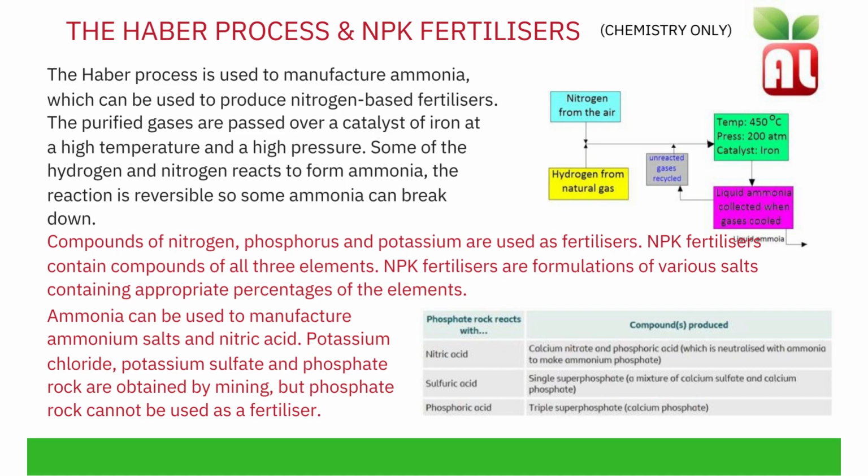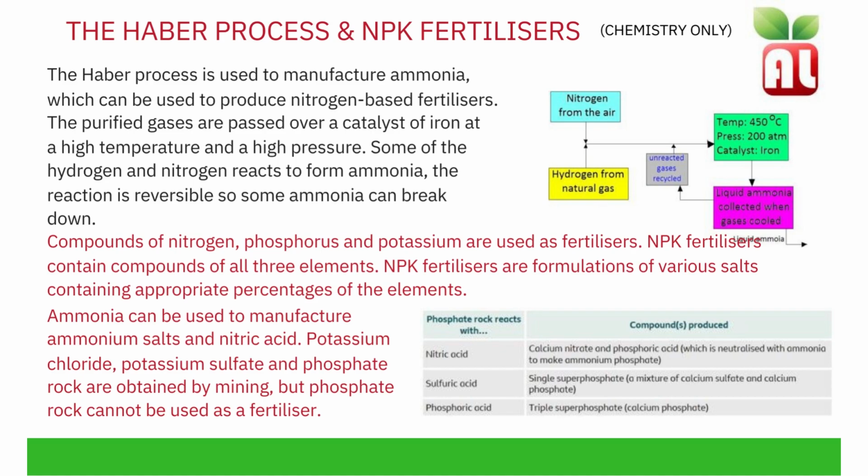Potassium chloride, potassium sulfate, and phosphate rock are obtained by mining, but phosphate rock cannot be used as a fertiliser. Phosphate rock reacts with nitric acid to form calcium nitrate and phosphoric acid, which is neutralised with ammonia to make ammonium phosphate.